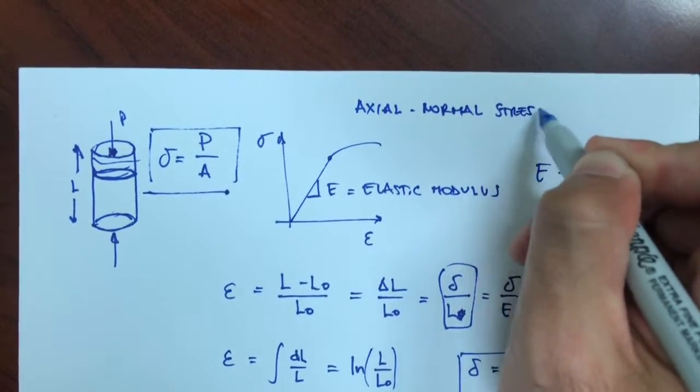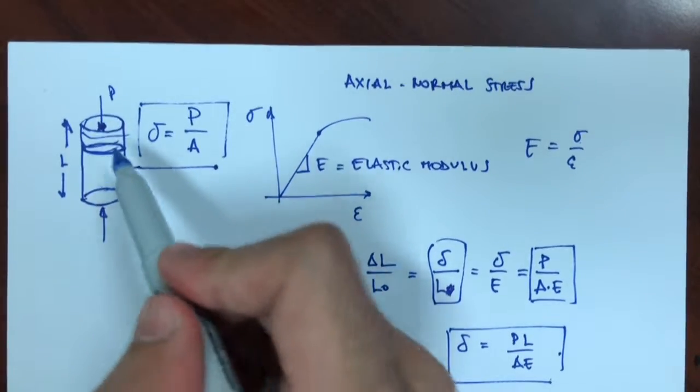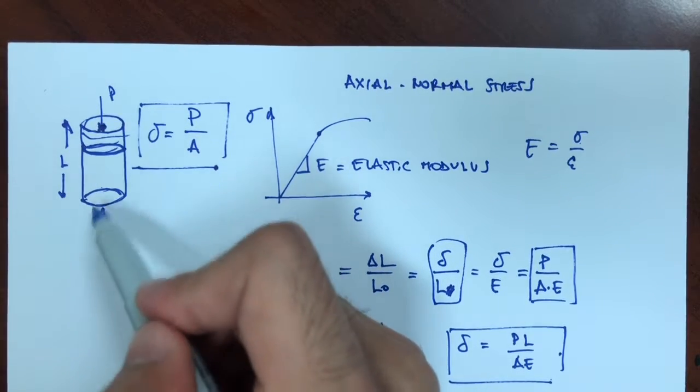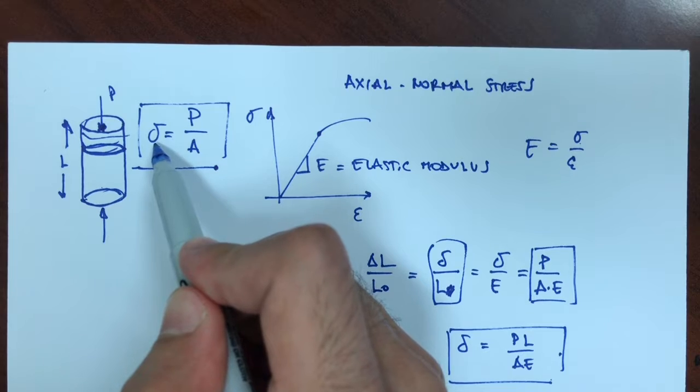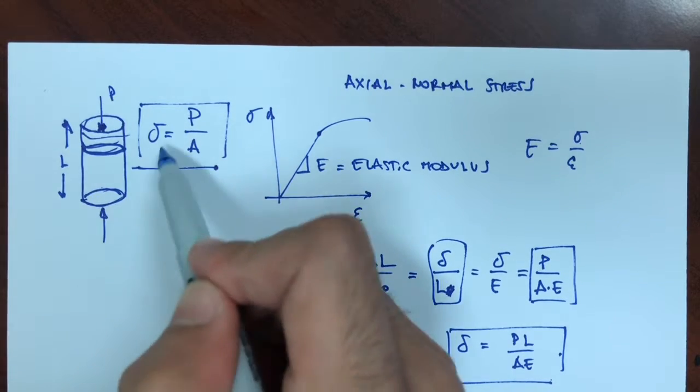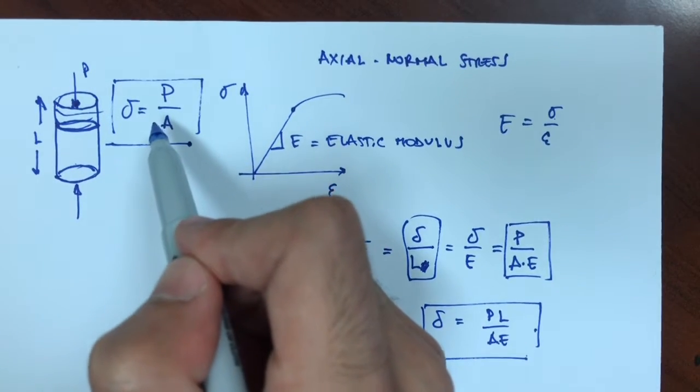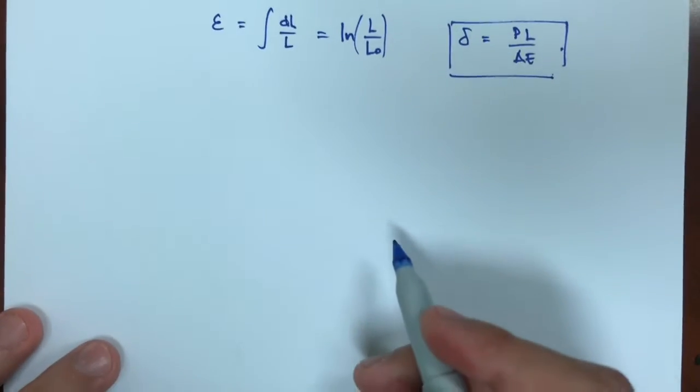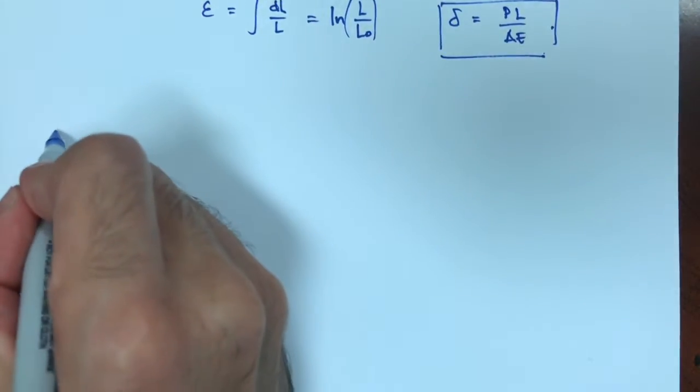Okay, so axial or normal stresses due to compression and tension. If they're under compression, we define these as negative stresses, and if this is under tension, we define the stress as a positive stress. Okay. Then we moved on to torsion.